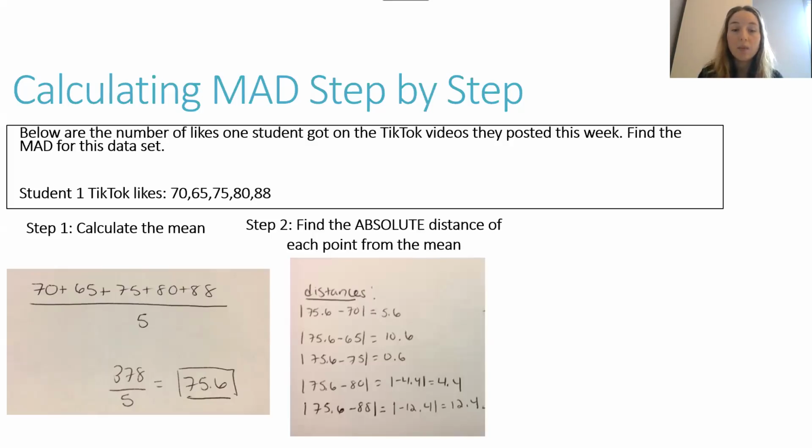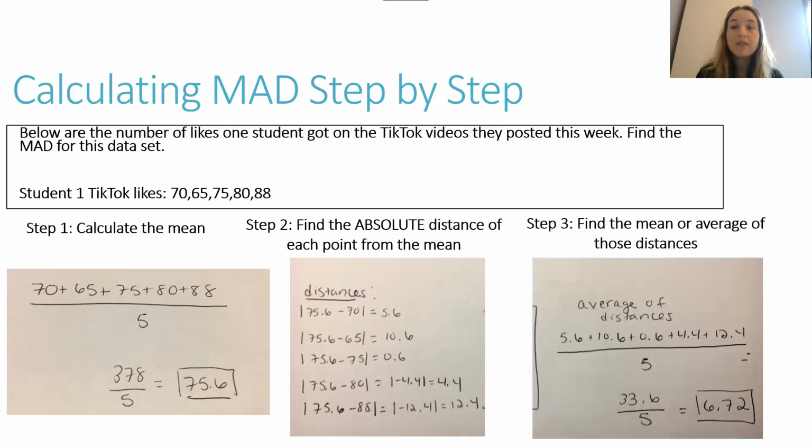So breaking this down a little bit more, first data point was 70. I take the absolute value of 75 and 6/10, which was my average, subtract 70, and I get a distance of 5 and 6/10. And you can see that I did this for every single data point in the data set. As you go further down, like when I got to 75 and 6/10 minus 80, I got a negative value, but because I'm taking the absolute value, the answer ends up being positive. And you want to make sure that all of your distances are positive when you're doing this.